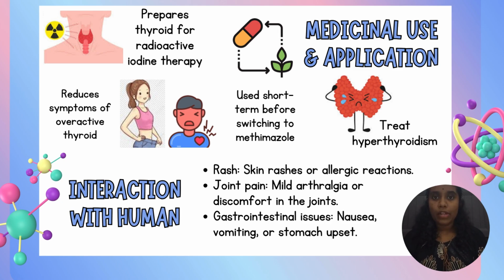Firstly, it prepares the thyroid for radioactive iodine therapy. Carbimazole is often used to reduce the size and activity of the thyroid gland before radioactive iodine therapy. This therapy involves the administration of radioactive iodine, which is selectively absorbed by the thyroid gland and destroys the overactive thyroid cells. Secondly, it reduces the symptoms of overactive thyroid.